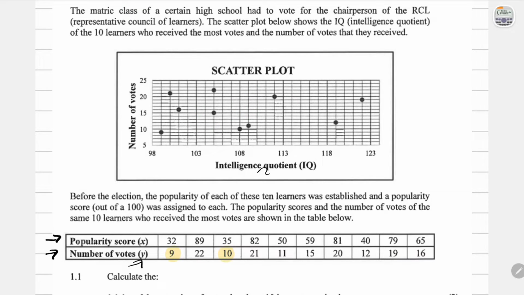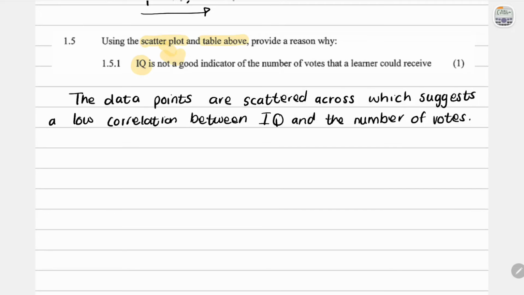So the main reason why IQ is not a good indicator for the number of votes that a learner could get is because the data points are scattered across, which suggests a low correlation between the IQ and the number of votes. So they're not related, which just means that the IQ does not affect the number of votes that the learners are going to receive.